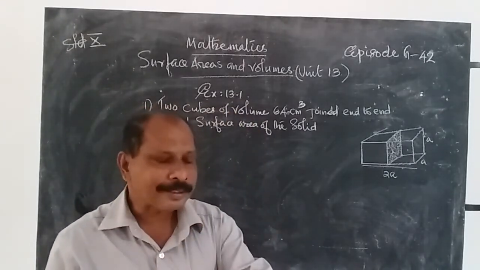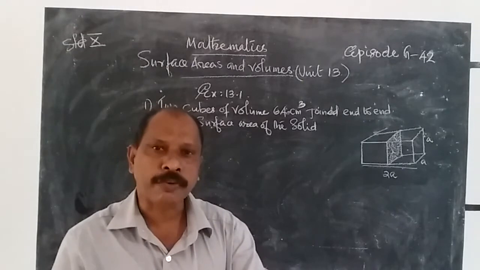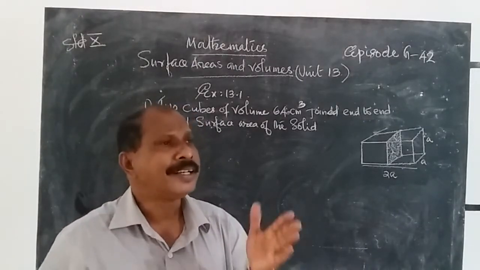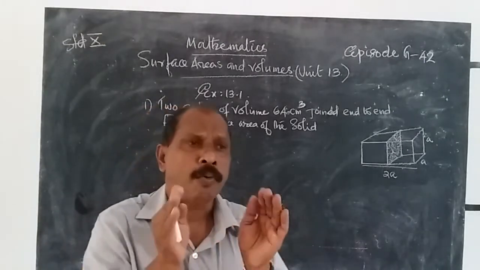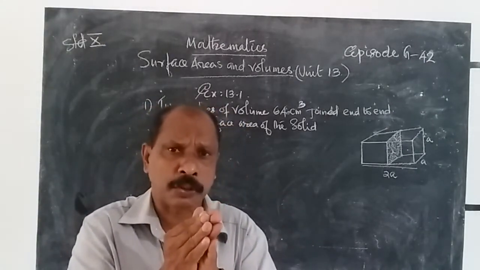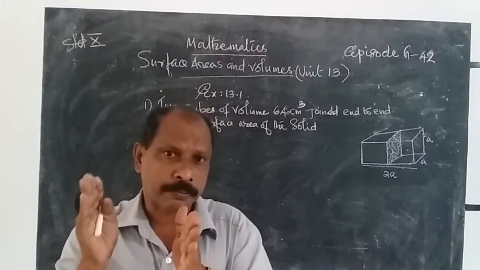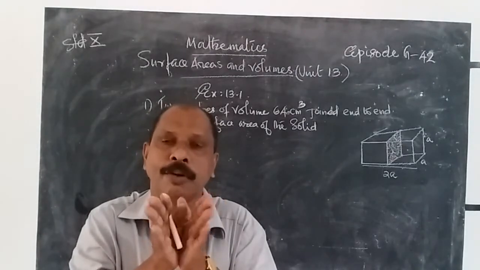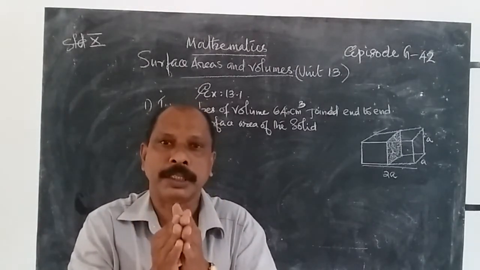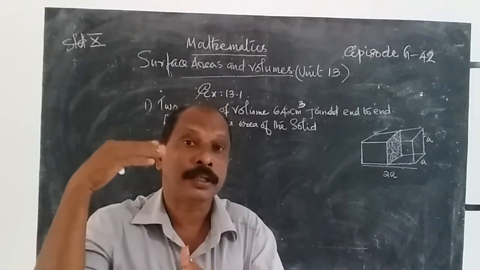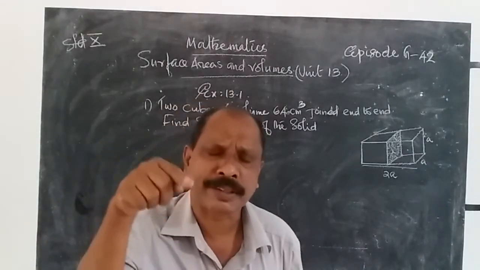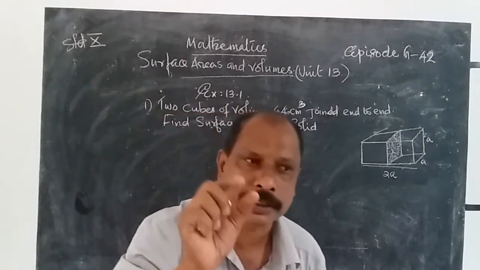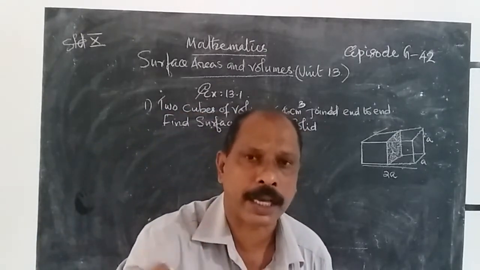But the direct method to find the total surface area of the combined solid is simple. One surface of the first cube and one surface of the second cube are joined together, so those two surfaces are not present on the combined solid. Therefore, the surface area is 5 plus 5, that is 10a square. That is the simple method to find the surface area.